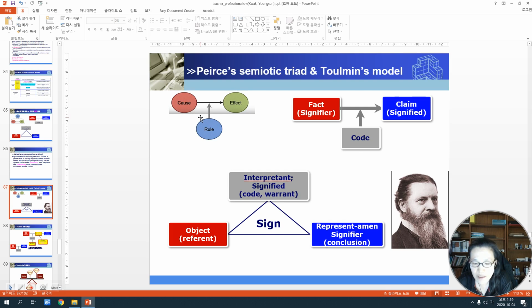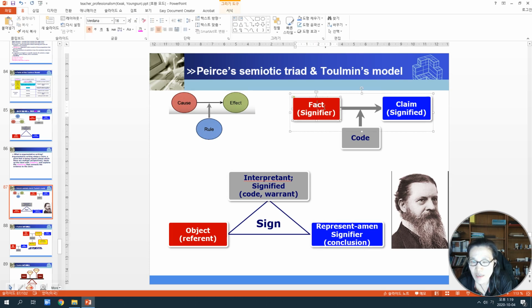Toulmin's primary parts of his argumentation consist of fact or data, and then based on the data, you claim something or you conclude something, which is connected by the warrant. So these three parts are the primary components of Toulmin's argumentation.